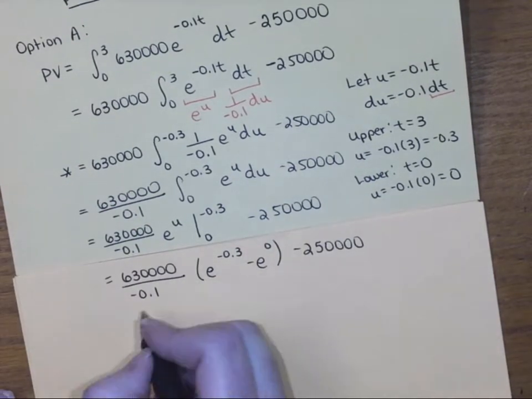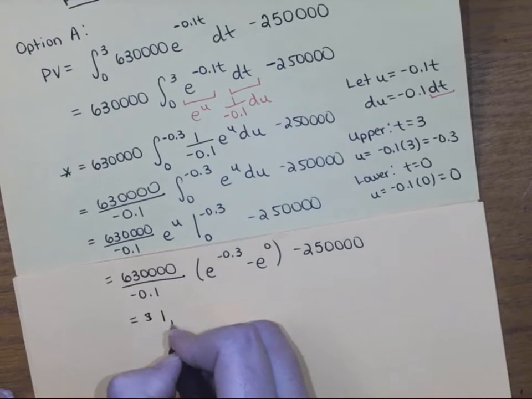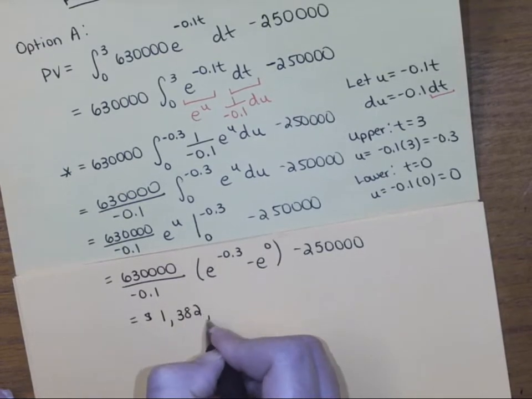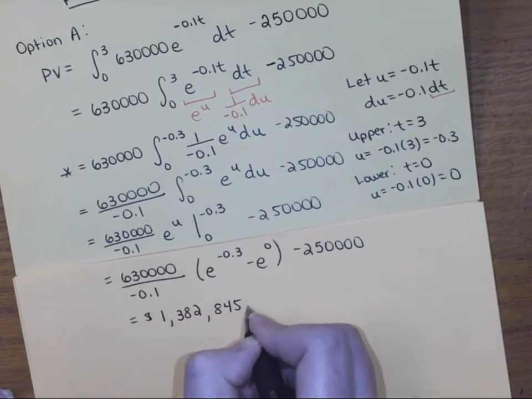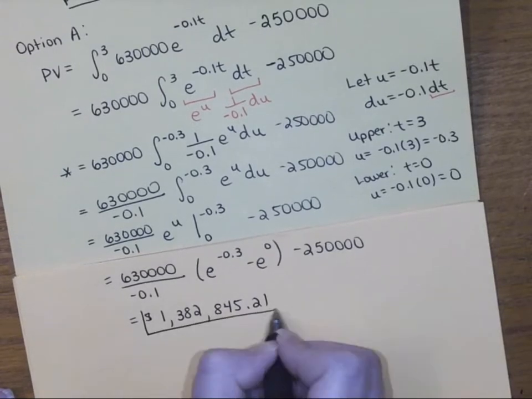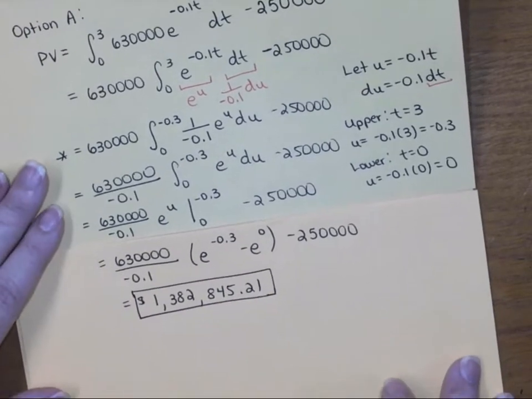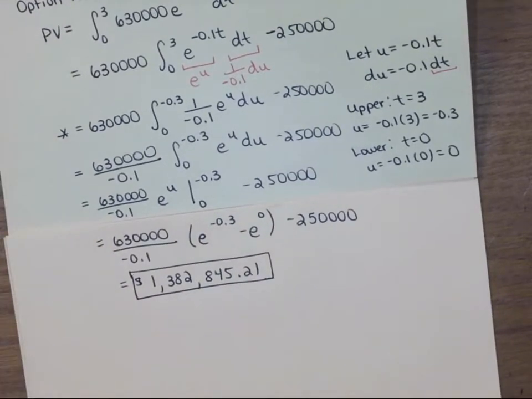Okay, so if you subtract it, you'll get a present value of $1,382,845.21. Okay, so we're going to circle that. Option A gives us a present value of a little bit over 1.3 million.